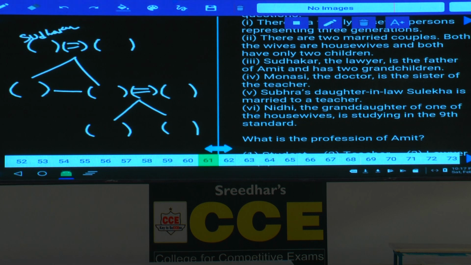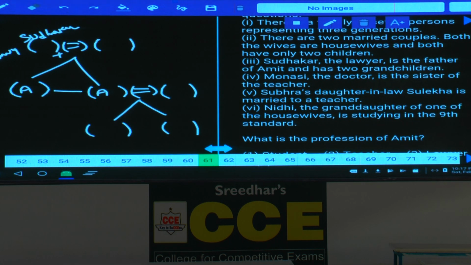And Sudhakar male or female? Now Sudhakar the lawyer is the father of Amit. As this person is the father, Sudhakar is a male and this Sudhakar is the lawyer. Sudhakar the lawyer is the father of whom? Amit. Now tell me where should this Amit be? Amit can be either here or here.